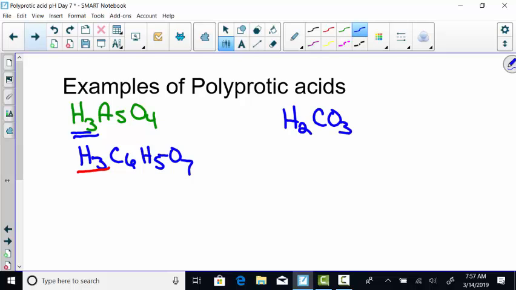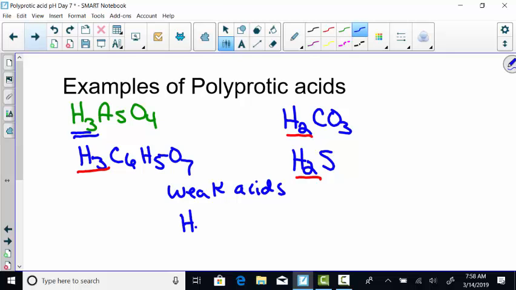H2CO3, carbonic acid, will give up 2 hydrogens. Even H2S gives up 2 hydrogens. And one thing you'll notice about all of these polyprotic acids is they are typically weak acids. Now, that is not to say we can't have a strong acid that's polyprotic, because we do have one. Sulfuric acid, H2SO4, is a strong acid that's a polyprotic acid.